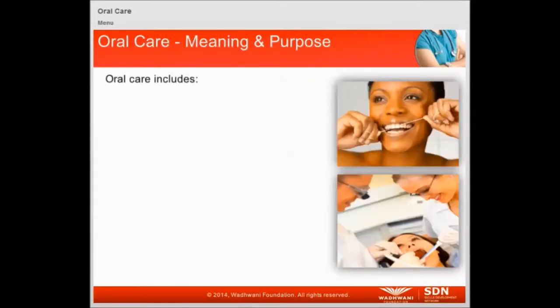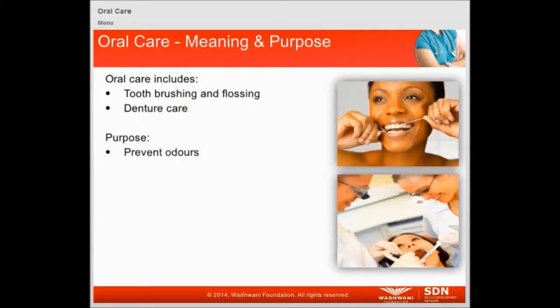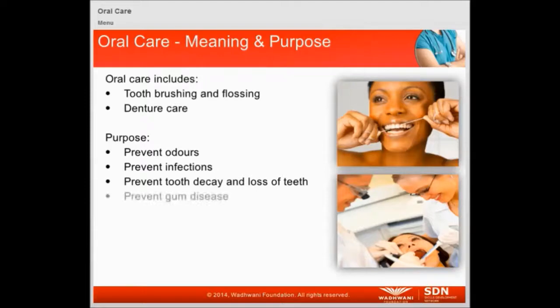Oral care includes toothbrushing and flossing, and denture care. The purpose of oral care is to prevent odors, prevent infections, prevent tooth decay and loss of teeth, prevent gum disease, increase comfort, and enhance taste of food.